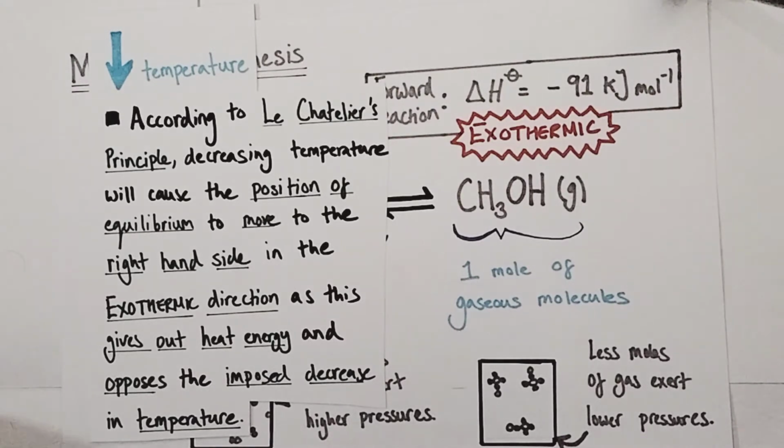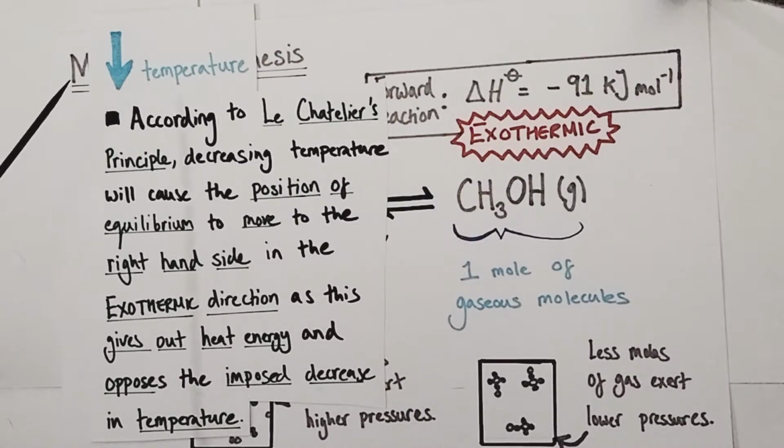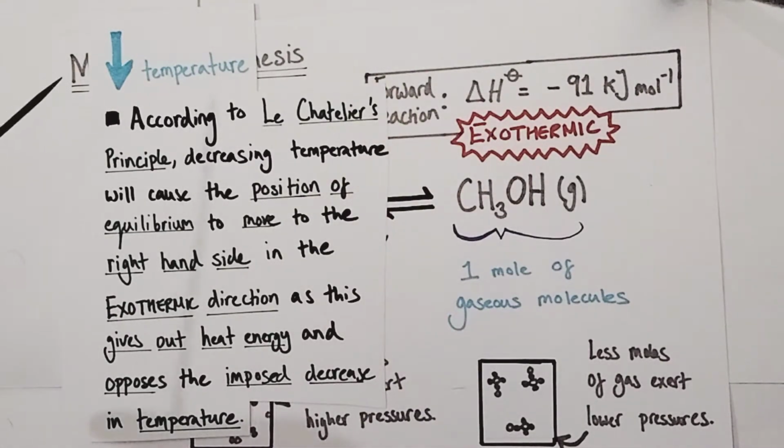So what we need to do is select a compromise condition, a low enough temperature that the position of equilibrium is shifted suitably to the right-hand side, but not so low that the rate of reaction is incredibly slow and makes the reaction not viable. So a compromise condition would be a low enough temperature to make sure we get a good yield of methanol, but suitably quickly enough, so not too low a temperature.